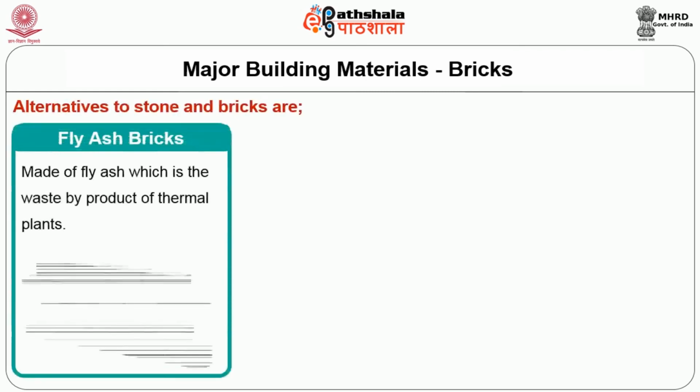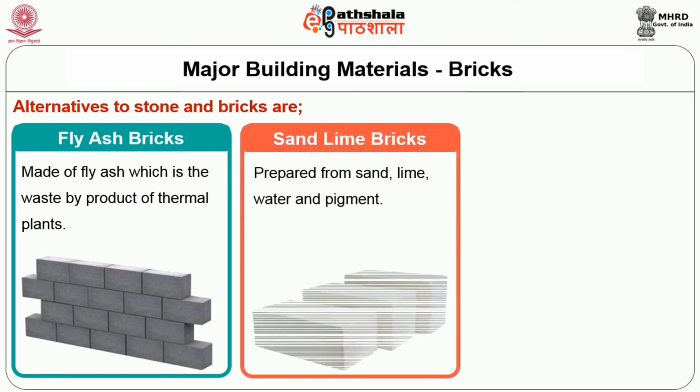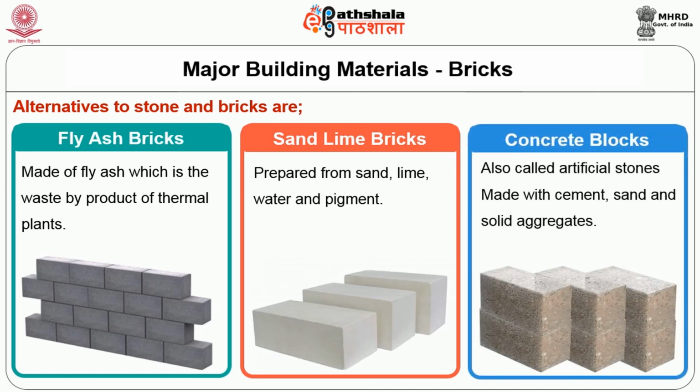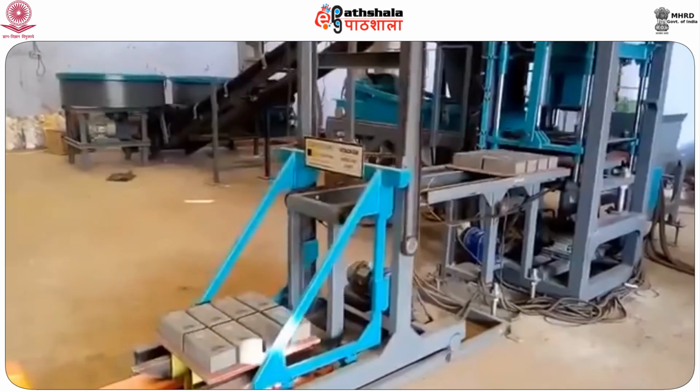Alternatives to stone and bricks are fly ash bricks made of fly ash, which is a waste byproduct of thermal plants, sand lime bricks prepared from sand, lime, water and pigment, and concrete blocks, also called artificial stones, made with cement, sand and solid aggregates. We can see now a video clipping on the making of fly ash bricks.